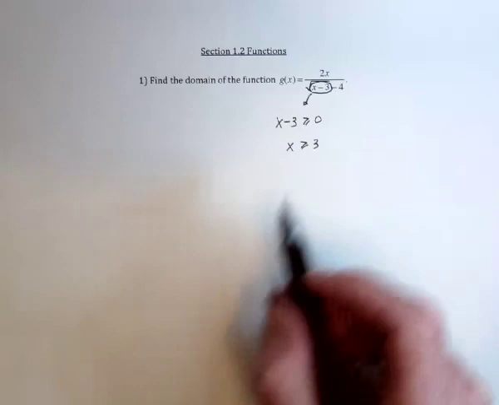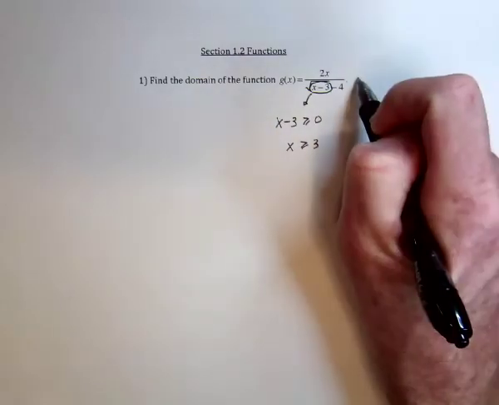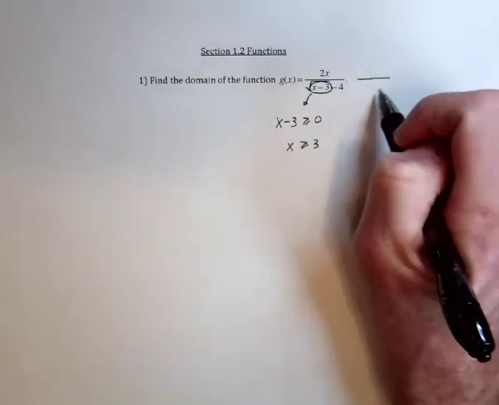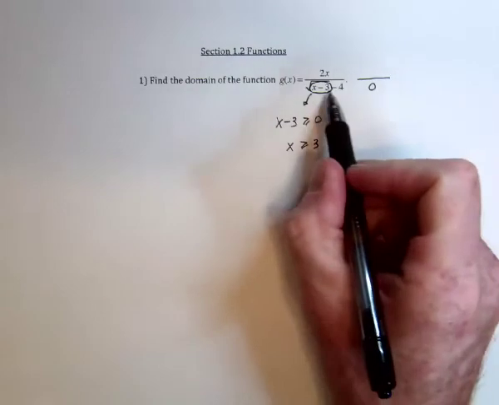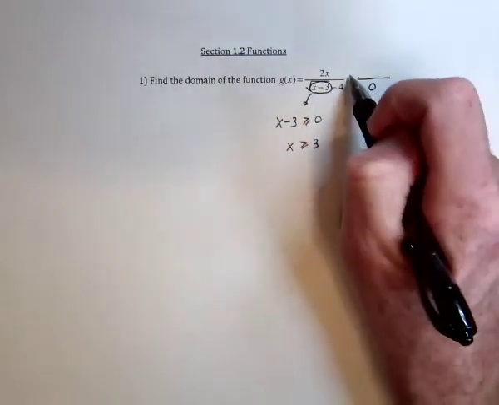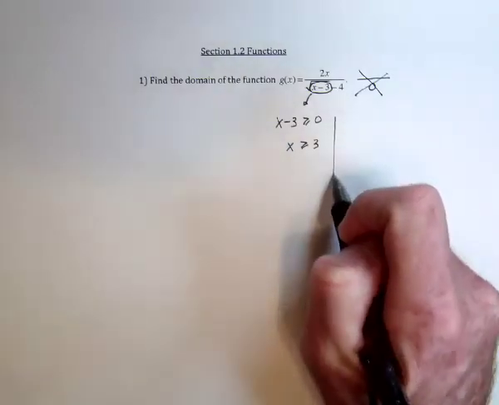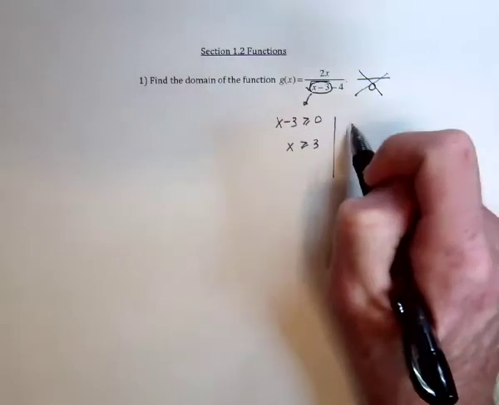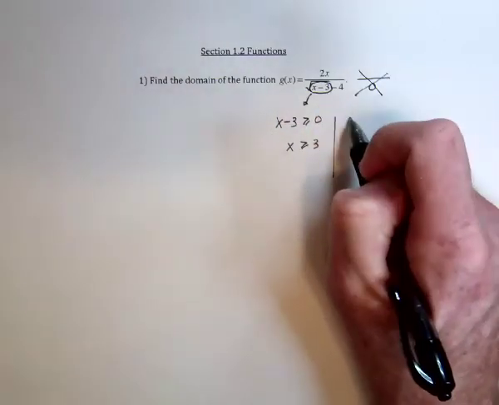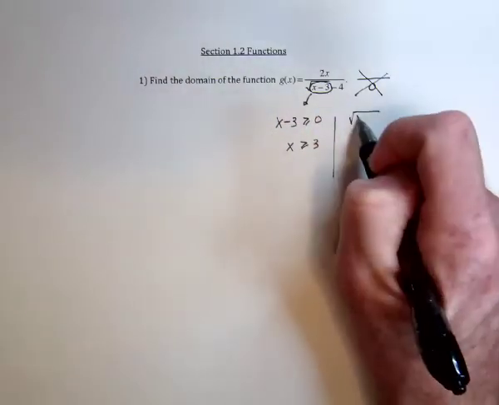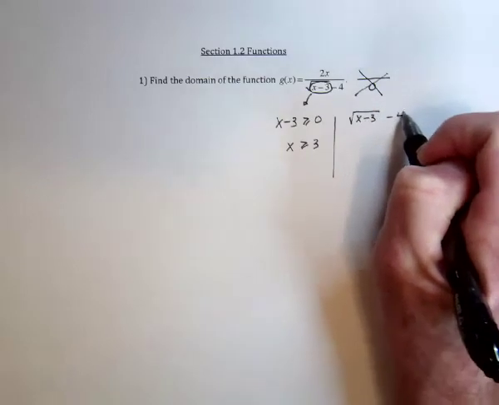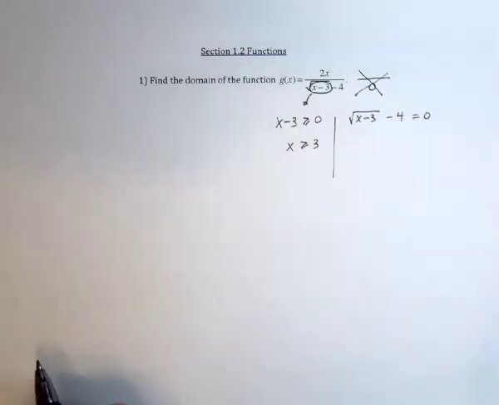The other idea is that the denominator cannot equal 0. So whatever the denominator is equal to, all of this stuff, having it equal to 0, it's a bad idea. It's undefined. And so what we do is say, well, what if the denominator were equal to 0? The square root of x minus 3 minus 4 is equal to 0. If there's any value of x that will make this true, then we need to throw that value of x out.